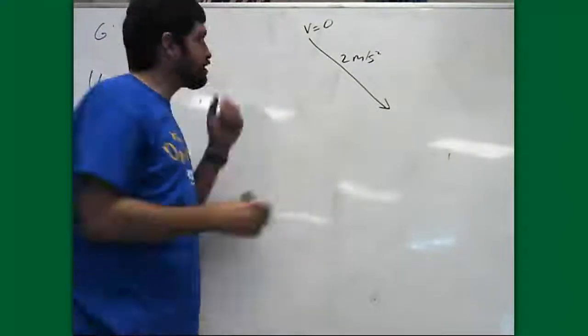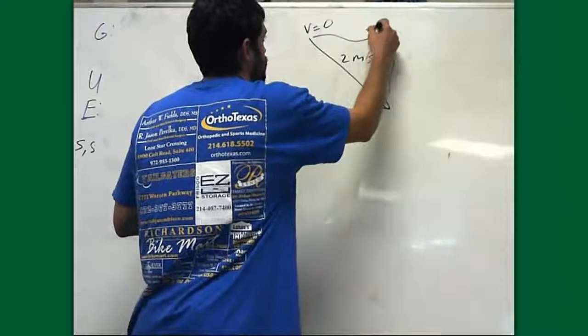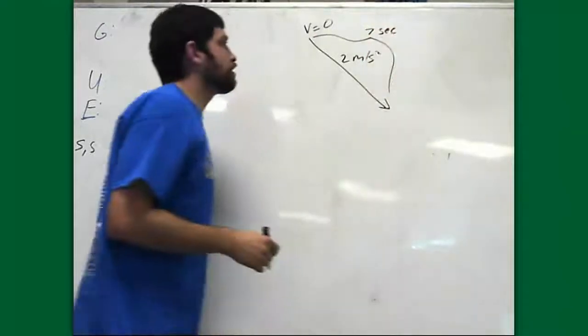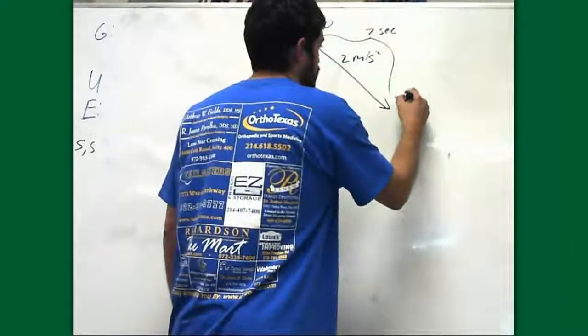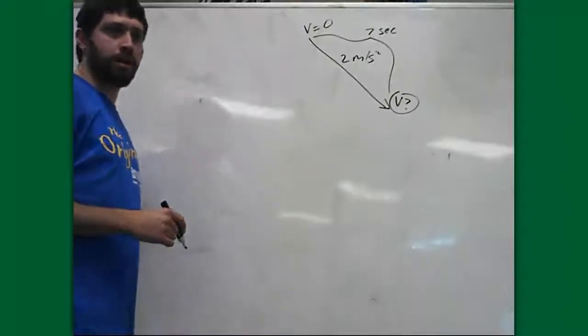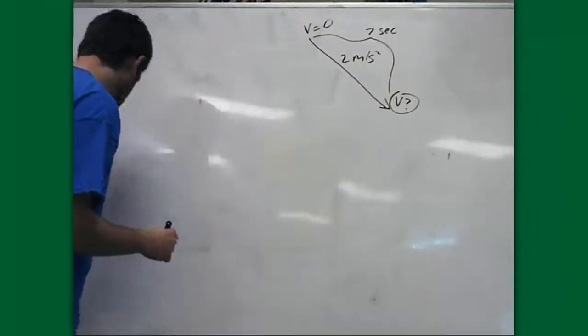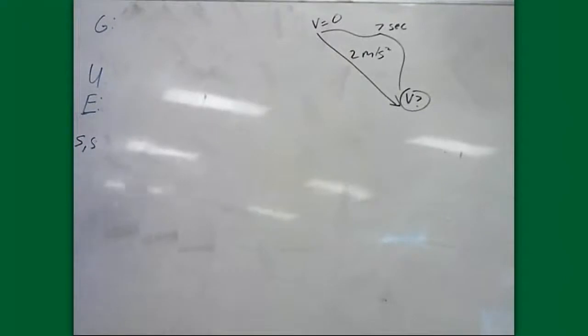And let's say he does this for 7 seconds. Right? He does this for 7 seconds, and I want to know how fast he's moving down here at the bottom. I want to know how fast he's moving. Okay? So let's go through our process and see what's happening here. I'm going to use the GUESS method to solve this problem.